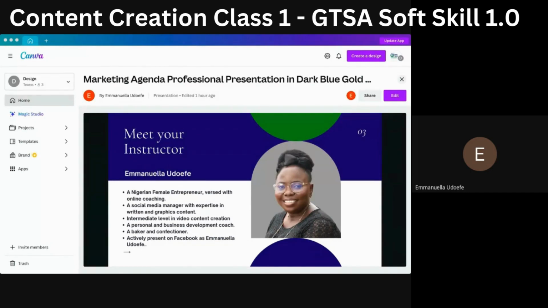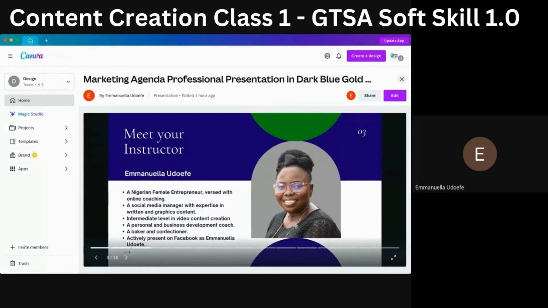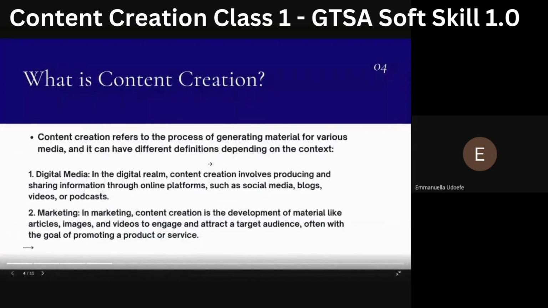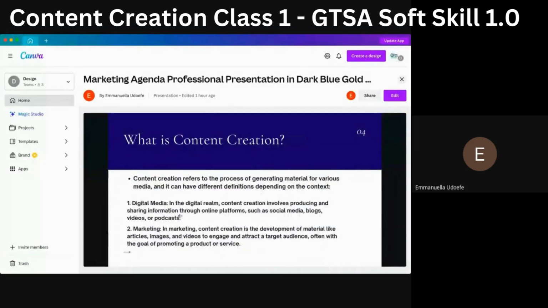Now, what is content creation? Next. There is a broad view of what we are going to be talking about, because what some of us think content creation is, is not all that it is. So, as the slide reads, it's generally referred to as a process of generating material for various media. It can have different definitions depending on the context.